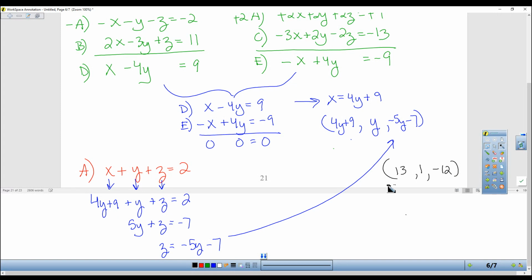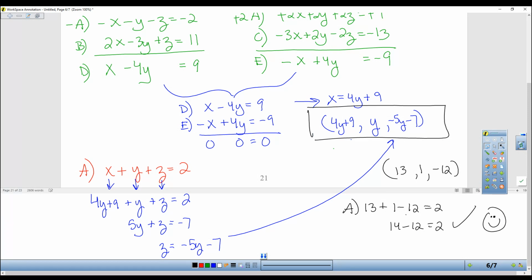So let's see if it works. Let's do it in A. 13 plus 1 minus 12 had better be 2. 14 minus 12 is 2. I feel totally excited about my answer. I feel very confident that this is the right answer because the ordered triple that I picked actually worked. Whew. Tough lesson.